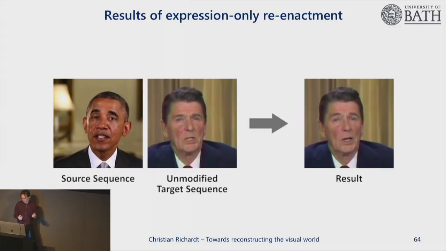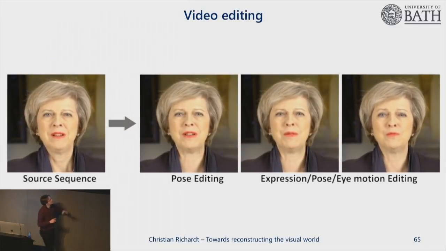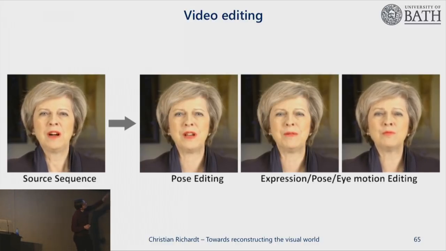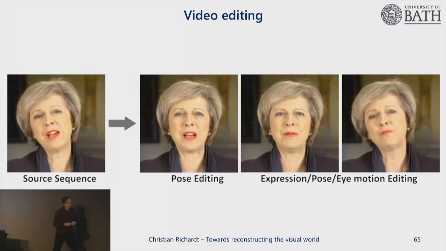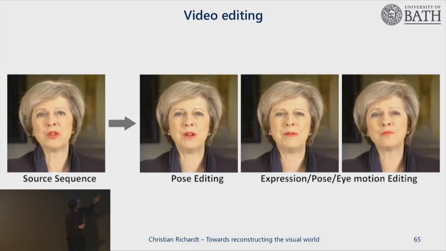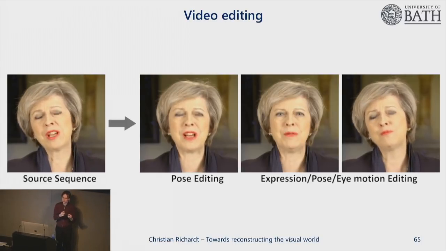And you can do that very selectively. Here we have a sequence of Theresa May where we just fix the pose, so the head is not moving. We keep the mouth fixed as well. She's only blinking. It's very creepy. Here we keep the expressions fixed and only copy the pose over. That's just an illustration that we can do this selectively as well.